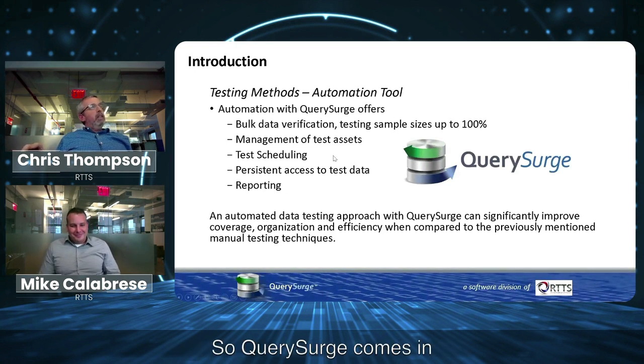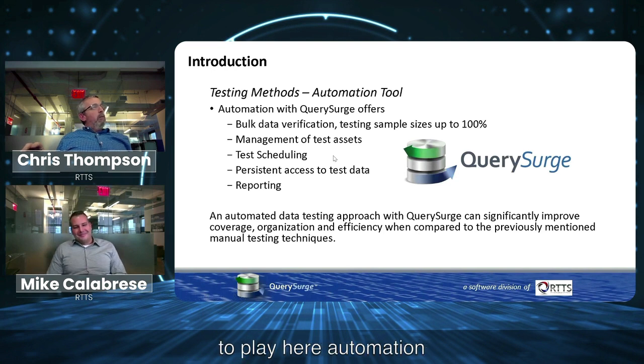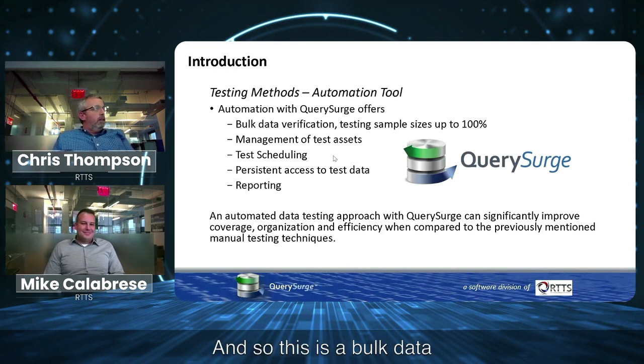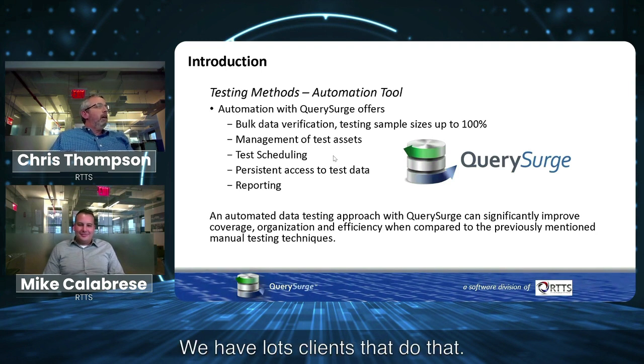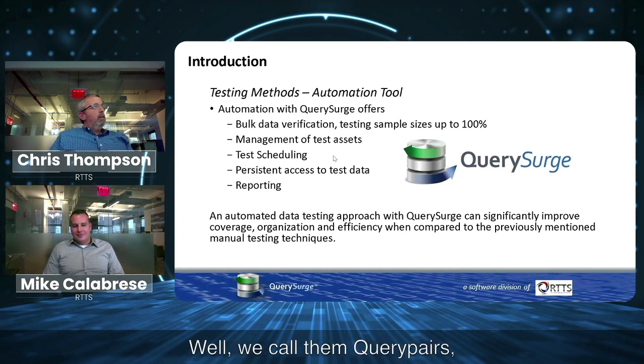So QuerySurge comes into play here. Automation with QuerySurge. This is bulk data verification, testing sample sizes up to 100%. We have lots of clients that do that. We have management of our test assets within QuerySurge. It stores all your tests. Well, we call them query pairs, but QuerySurge stores them all, and you can also group them together into what we call test suites.